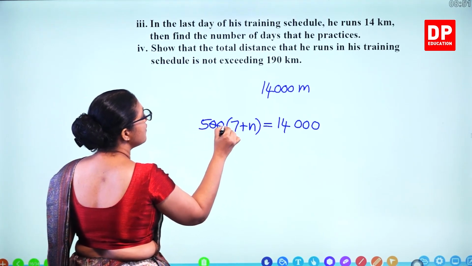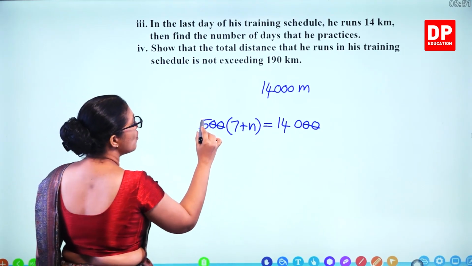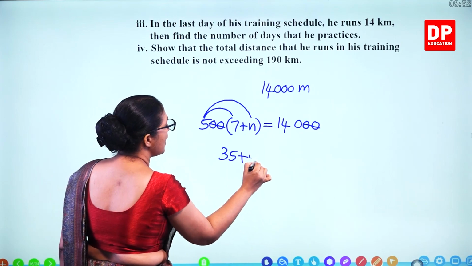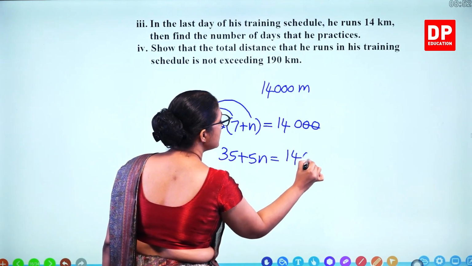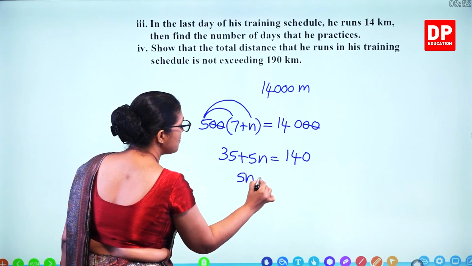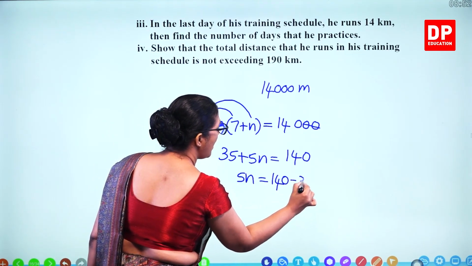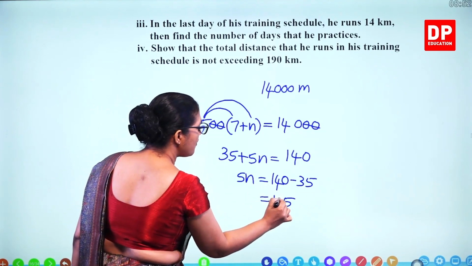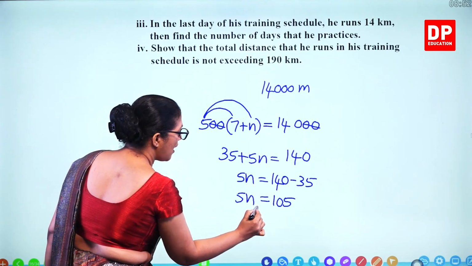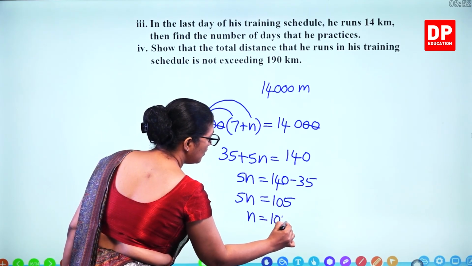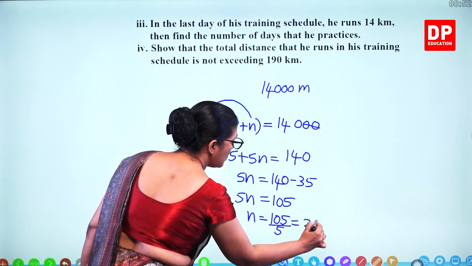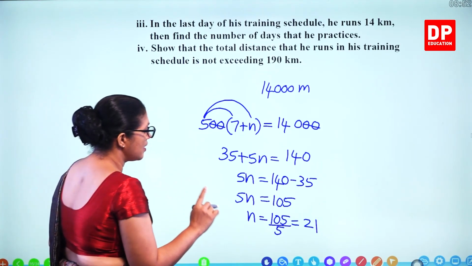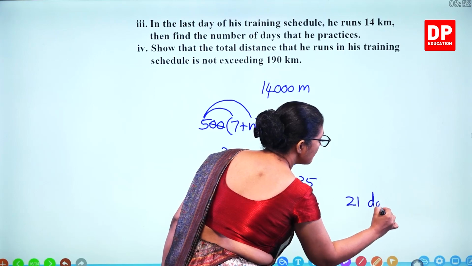Divide by 100, you get this. So 5 times 7, 35. 5 times n, 5n is equal to 140. 5n becomes 140 minus 35. You get 105. So divide by 5. 21. So that means he practiced for 21 days. 21 days.